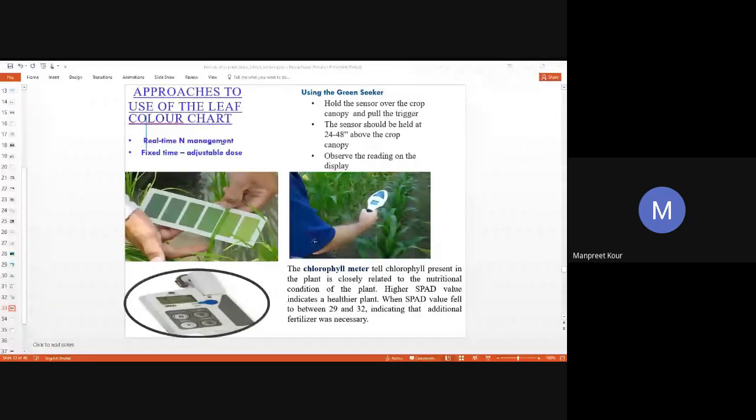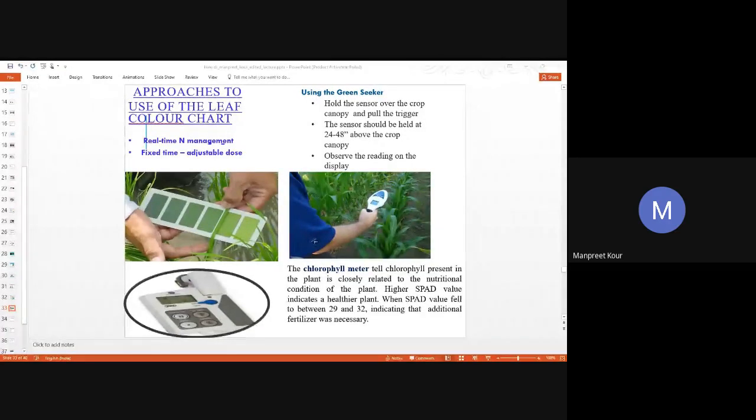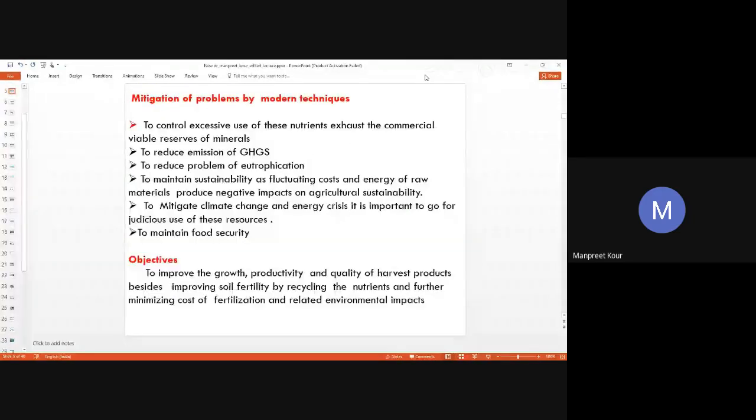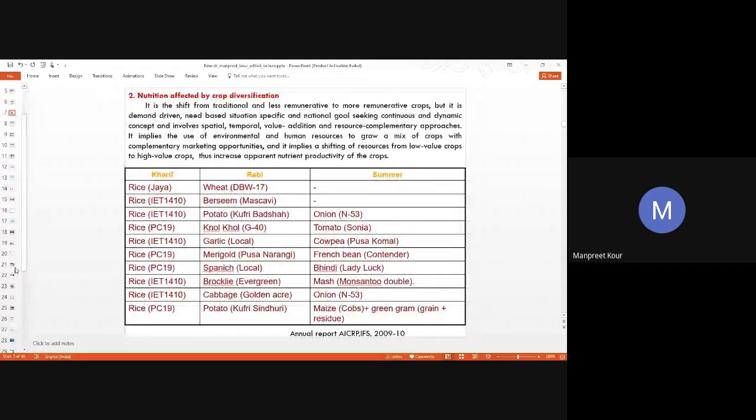The next SSNM tool is the chlorophyll meter. This chlorophyll meter tells about the chlorophyll present in the plant, and it gives its value in SPAD. If the SPAD value falls between 29 and 32, it indicates that additional fertilizer is necessary. This is how we have to use these techniques.